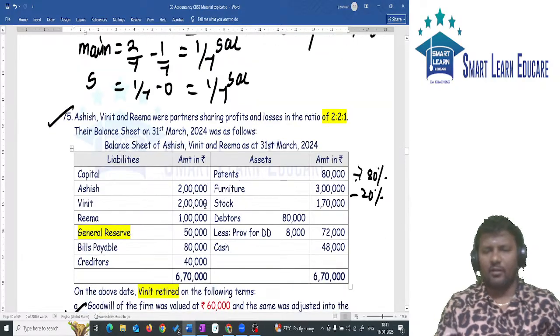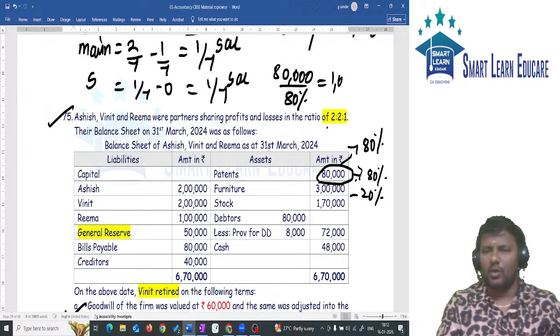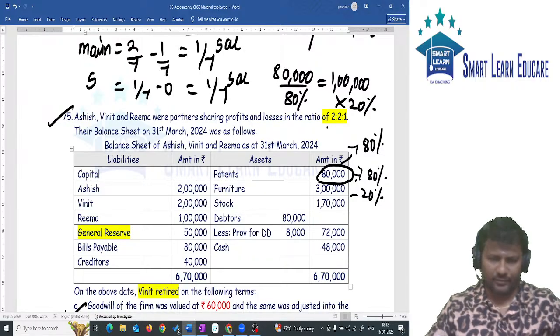I will repeat. Patent order value 80,000. This is representing 80%. If 80% is 80,000, what is the full value? 80,000 divided by 80% will give you 1 lakh. If 1 lakh is the full value, 1 lakh into 20% will give you 20,000.